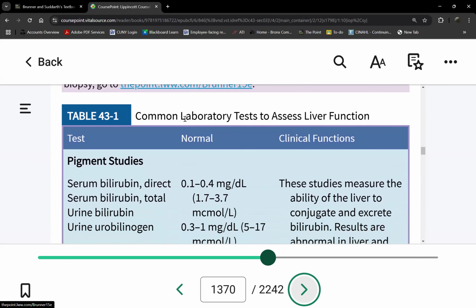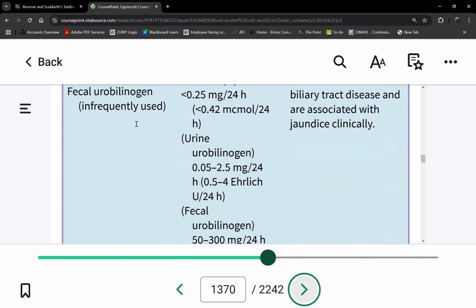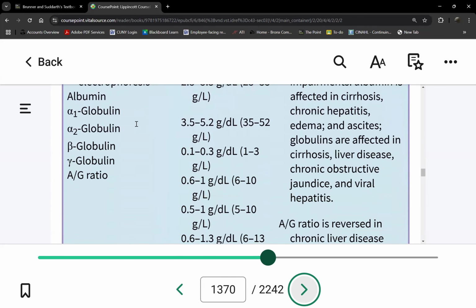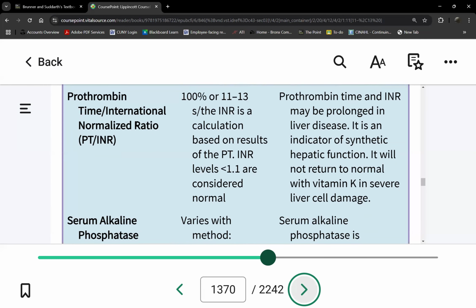So for table 43-1, expect bilirubin to be what? High or low? High. Expect protein to be high or low? Low. Expect PT-INR to be increased or decreased? PT and INR. Remember, the patient lacks protein to make clotting factors. So therefore, what will happen to PT-INR? Bleeding times will increase.